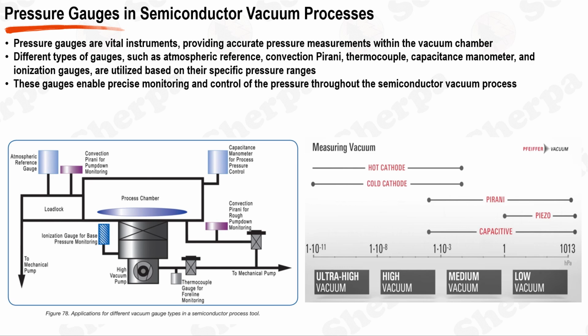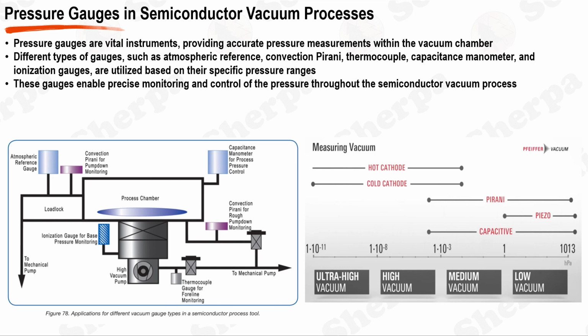Convection Pirani gauges are employed for rough pump-down monitoring, measuring pressures in the range of 10 to the -3 to 10 to the -1 torr. They rely on the principle of heat transfer to determine the pressure. To monitor the pressure in the foreline of the vacuum system, thermocouple gauges are used. They provide measurements in the range of 10 to the -3 to 10 to the -2 torr, utilizing the thermoelectric effect. For precise process pressure control, capacitance manometers are utilized.